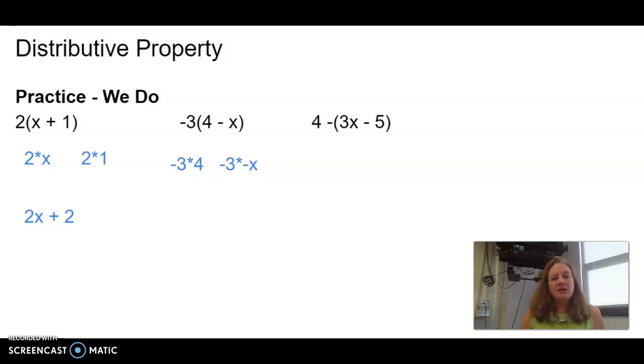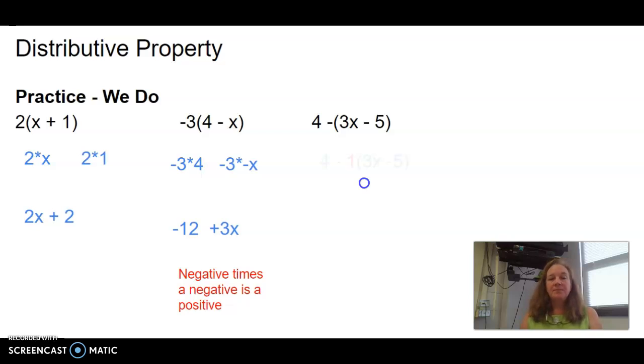Now I've got -3. I'm going to pass that out. Watch your negative sign, because I have -3 times 4. I also have -3 times -x. I'm going to end up with -12 plus 3x. How did I get the plus? A negative times a negative is a positive. -3 times -x is a positive 3x.